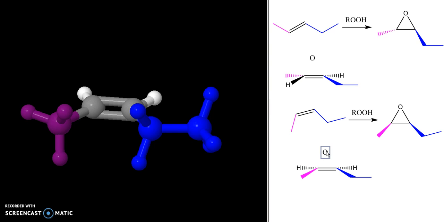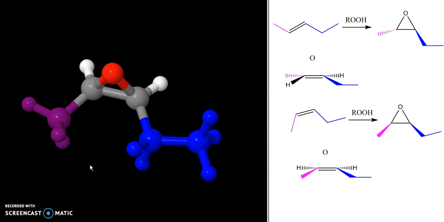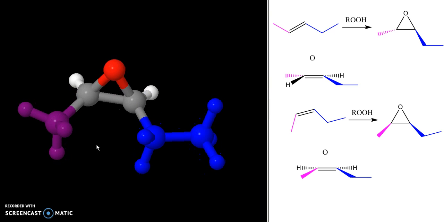Now again, the oxygen is going to come in from either the top or the bottom. Again, we'll look at it coming in from the top. And again, the two bonds that get made and the one that gets broken, all of this happens at the same time. So because of this, since these are cis in my reactant, they are also going to be cis in my product. And that's what we can see here. These two groups are cis to one another as they were in the reactant.